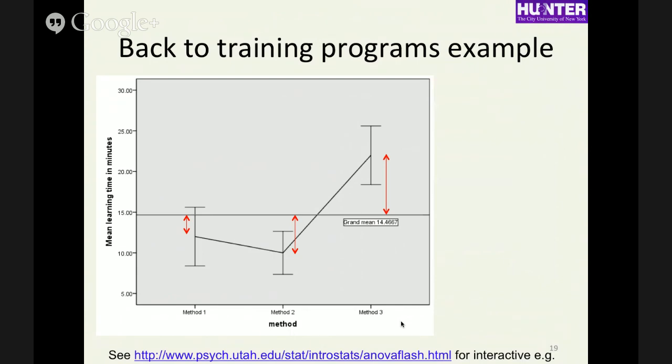So going back to those 3 training programs and drawing it out here, we have the 3 data points with a line in the middle showing where the mean within each of the groups is, and a horizontal line showing where the grand mean is. Our standard deviations are calculated within each of these groups. Our between groups mean is calculated by these red arrows, the differences of each mean from the grand mean.